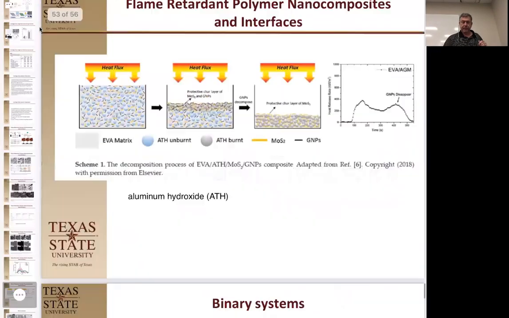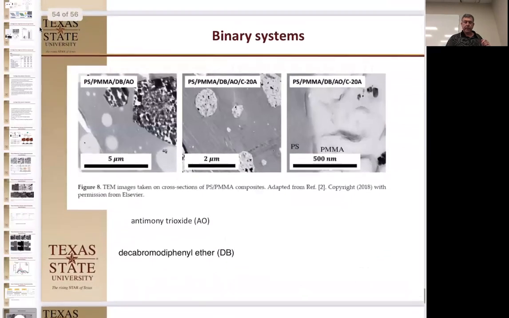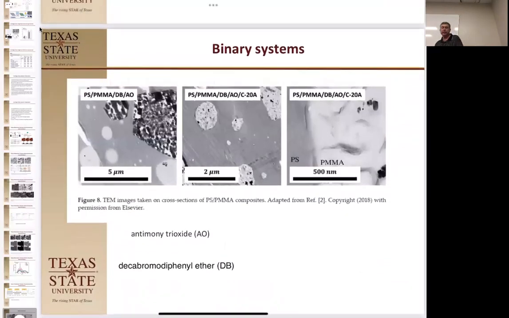Okay. And then the last one is what we call the binary system. They wanted to look at mixing two different polymers together and then two different flame retardants together. In this case, they're going to start with antimony trioxide, which is used as a burn rate inhibitor. And then we have the decabromodiphenyl ether, which is of course used as a vapor phase inhibitor. So it creates radicals and does the big thing.